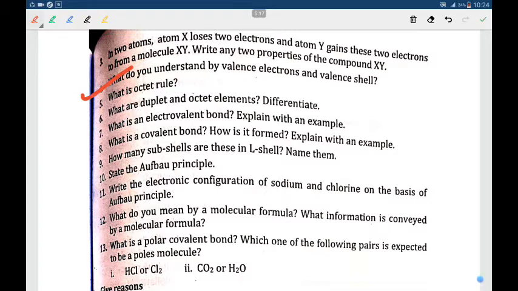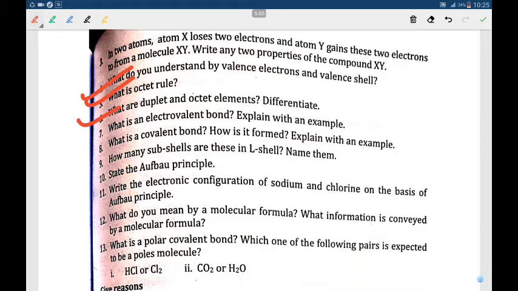Next question is question number 5. What is octet rule? Octet rule is defined as the tendency of an atom to attain 8 electrons in its valence shell, except K shell. That is 8 electrons, right?